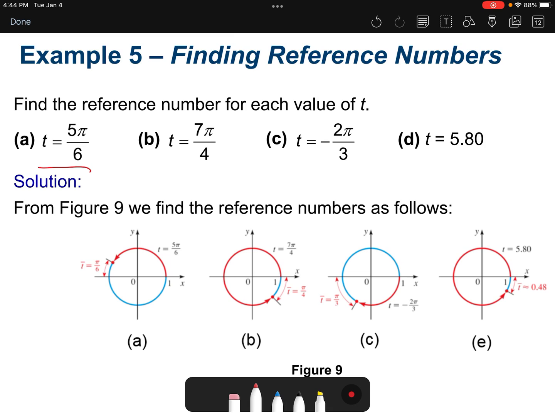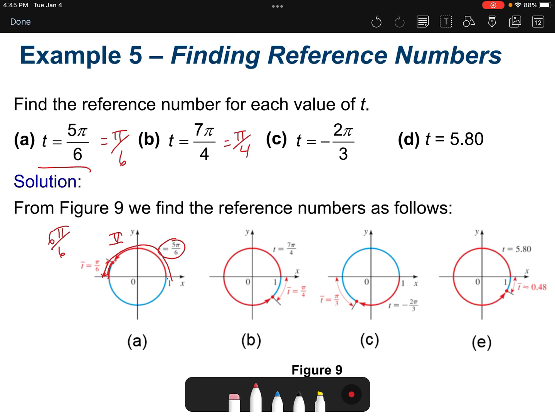Okay, so 5 pi over 6 is right here. So since it's in quadrant 2, our shortest distance is going to be there. And I know that it's pi from here to here. That's pi, or 6 pi over 6. 6 pi over 6 minus 5 pi over 6 is 1 pi over 6. So the reference number is pi over 6. 7 pi over 4 is pi over 4, which means it's the same number, okay?